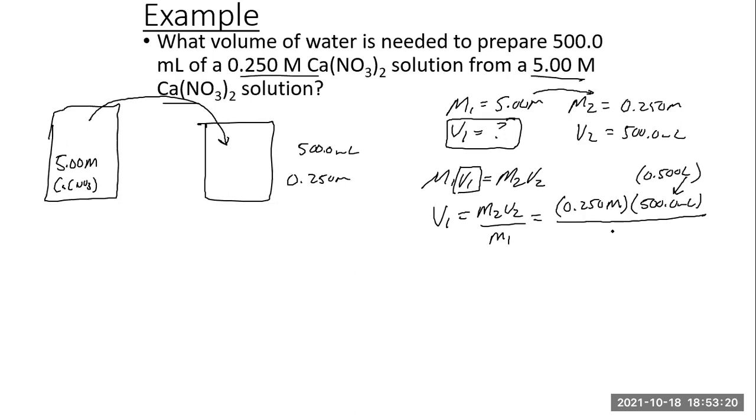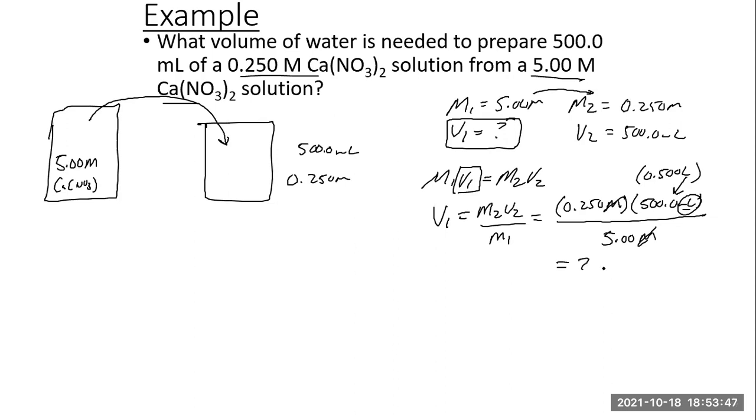And we're going to divide here by our first molarity, which is 5. And again, the reason we can leave it in milliliters is these will cancel, and that leaves us milliliters. Again, if you did it in liters, you would end up with liters. So if we do that, we end up with 0.25 times 500 divided by 5. It gives us 25 milliliters.